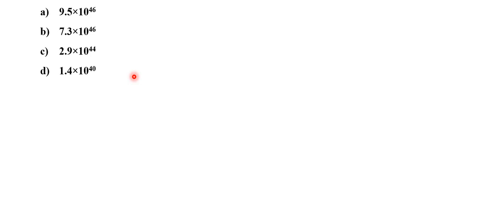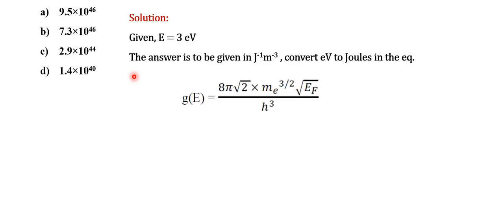So, have you started getting any part of it? This is the equation that you have to substitute. Here you have only three things. One is the mass of the electron, then the other is h cube, which is a constant, and then we have root of E_F. The energy is given here as 3 electron volt, and that has to be converted into joules.